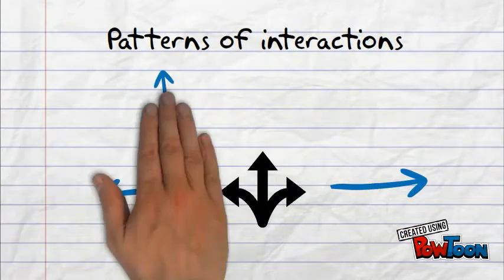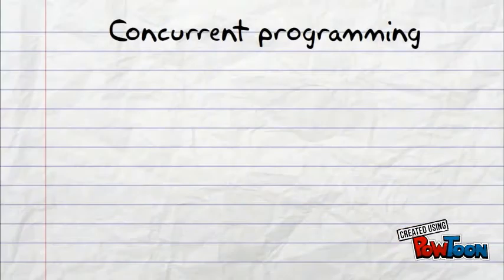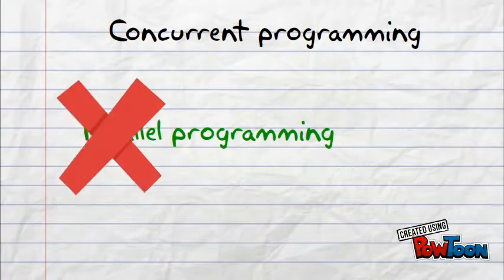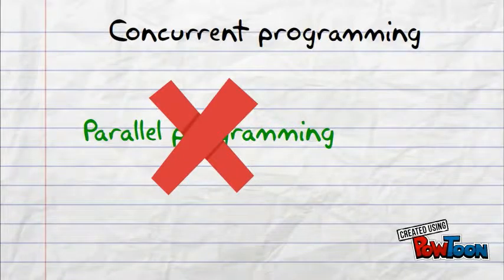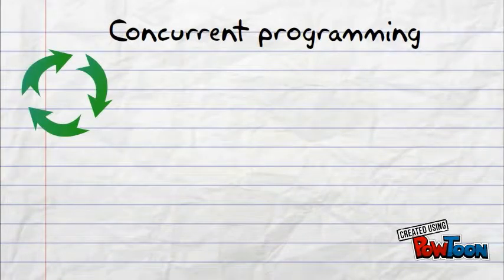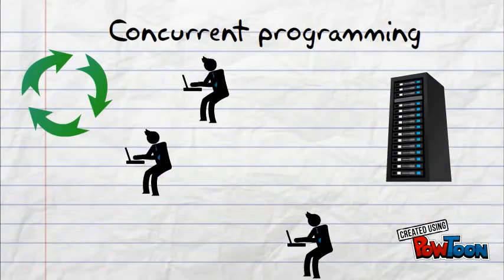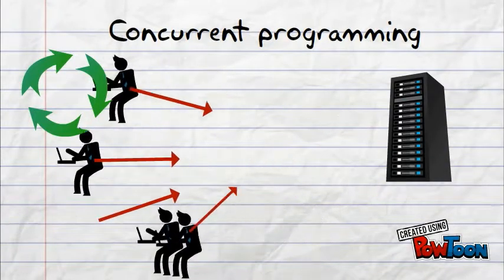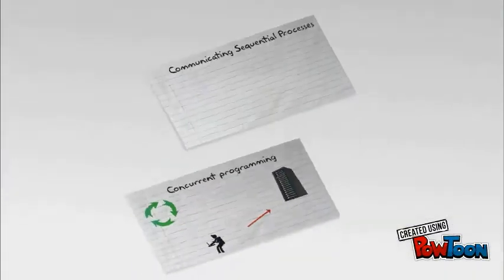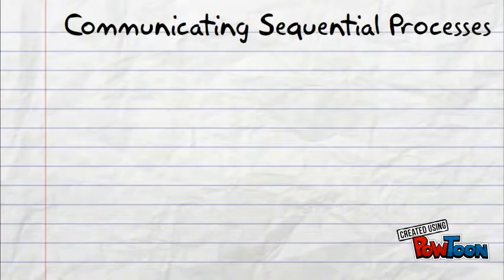Patterns of interaction are just different ways of describing interaction itself. These are the templates. The goal of concurrent programming, not to be confused with parallel programming, is to model interaction of processes concurrently, such as, for example, multiple clients accessing a server, which could happen simultaneously or at different times. Now let's get back to CSP.